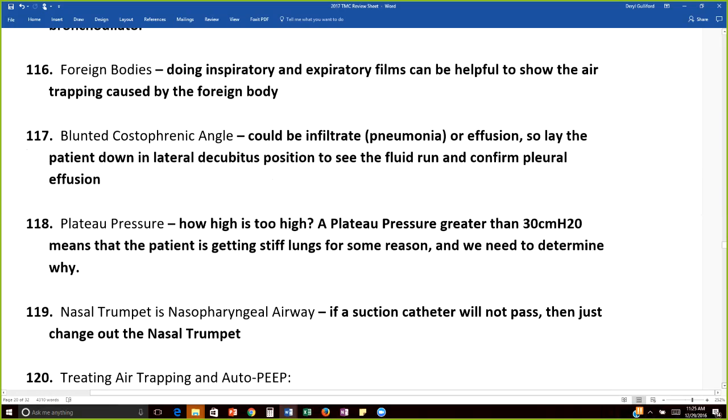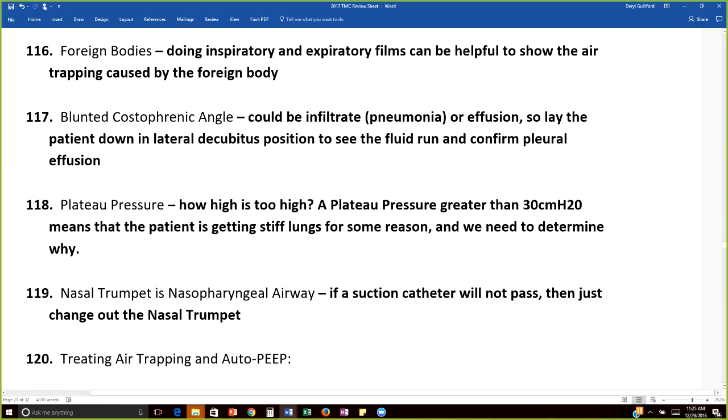Inspiratory and expiratory films is interesting. For foreign bodies, doing an inspiratory and expiratory film can be helpful to show the air trapping that's caused by the foreign body. Blunted costophrenic angle, well, that could be pneumonia or could be effusion. That's where you use the lateral decubitus position to see the fluid run and confirm if it's a pleural effusion.